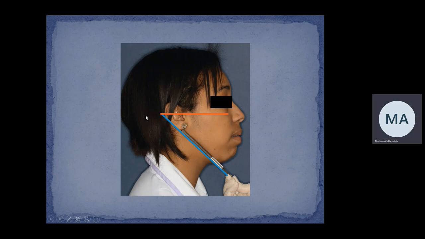If these two lines meet at the occiput, that means the patient has average growth rotation, average Frankfurt mandibular plane angle. If they meet ahead in front of the occiput here, then this patient has an increased Frankfurt mandibular plane angle with posterior growth rotation. If both lines meet behind the occiput, that means the patient has a reduced Frankfurt mandibular plane angle with anterior growth rotation.